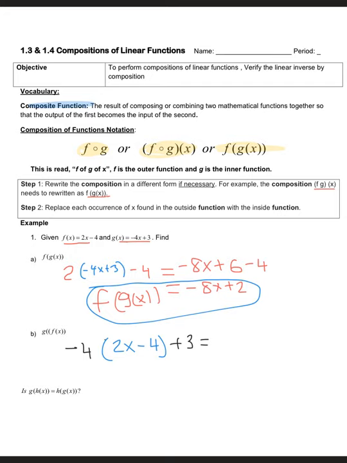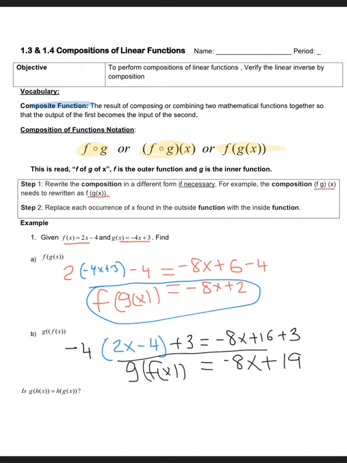So I just simplify. So minus 8x plus 16 plus 3. So I get negative 8x plus 19. And this is g of f of x. So that's my answer right there.